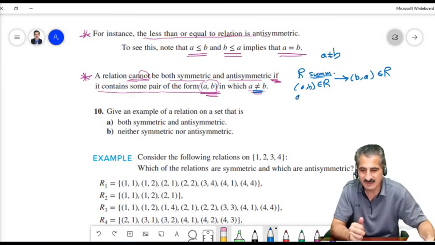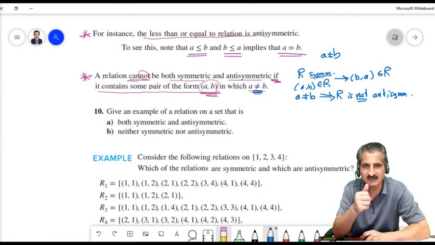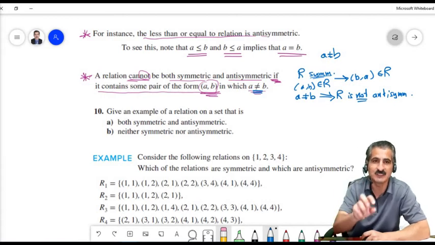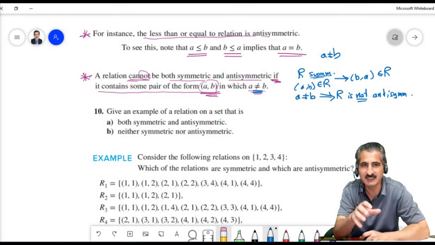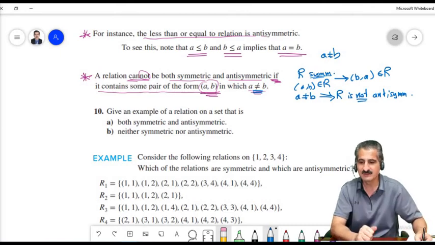That means R is not antisymmetric. So if A is related to B, A does not equal B, and R is symmetric, then B is related to A. So A related to B and B related to A, and A and B are not equal, then for sure it is not antisymmetric. Okay? So good. So it cannot be symmetric and antisymmetric at the same time.